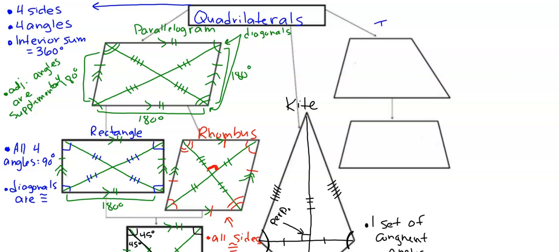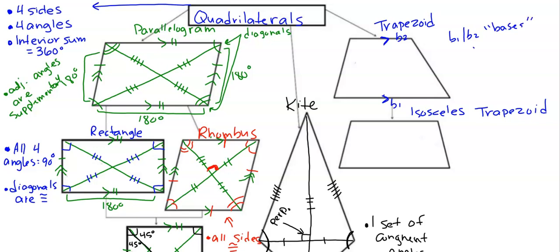All right, and then moving on to trapezoids. We have a regular trapezoid, and then we have an isosceles trapezoid. Okay, so some things about trapezoids. Trapezoids have one set of parallel sides. Those are called your bases. Okay, B1 and B2. So B1 and B2 are your bases. And your bases are always going to be parallel.